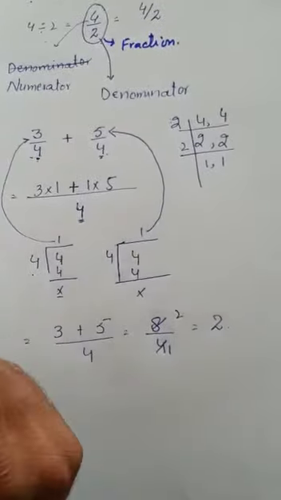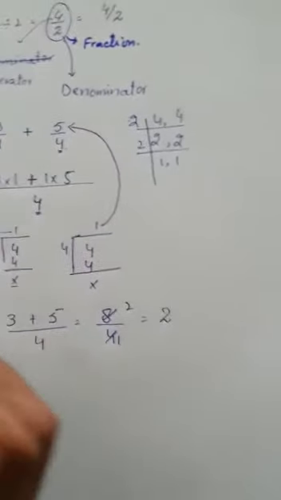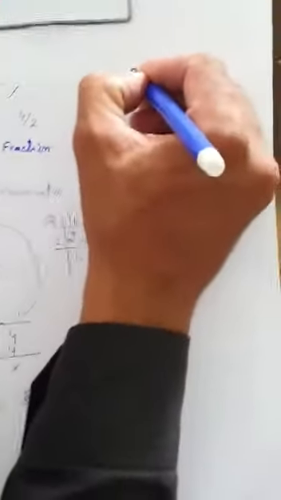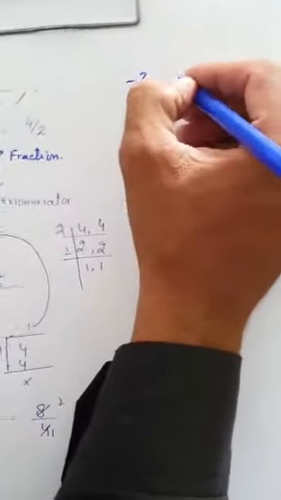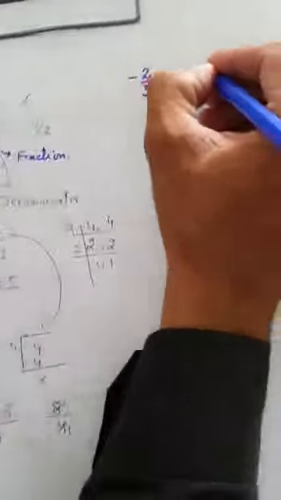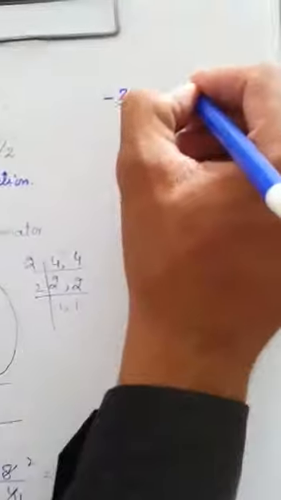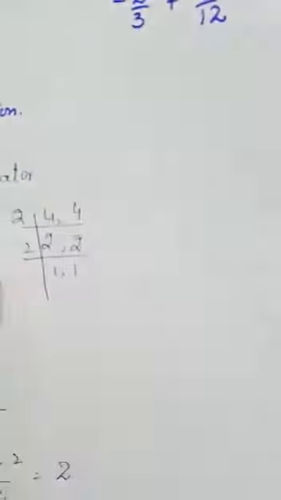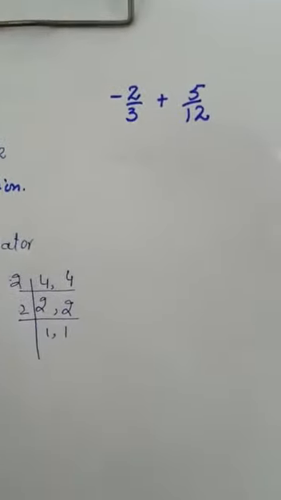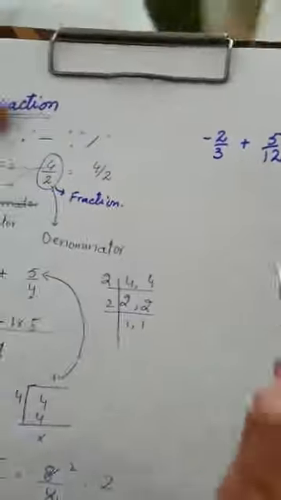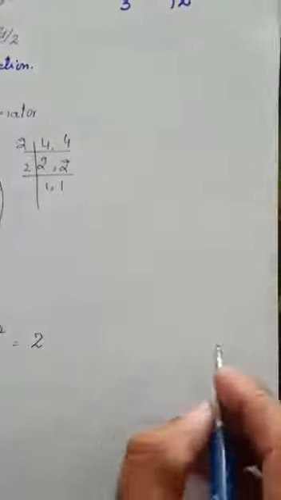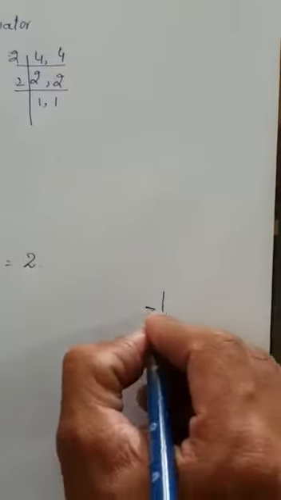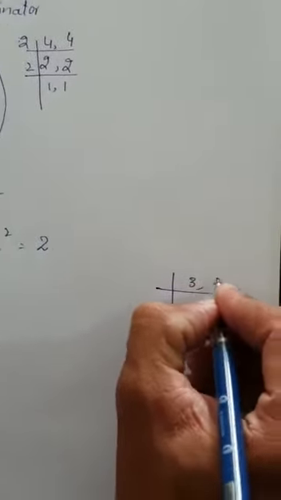Now suppose you are given a subtraction of fractions, suppose we are given a question of -2 over 3 plus 5 over 12. Okay, we are given this kind of question. First of all, in our rough work we will find the LCM of 3 and 12. I'm finding the LCM of 3 and 12.